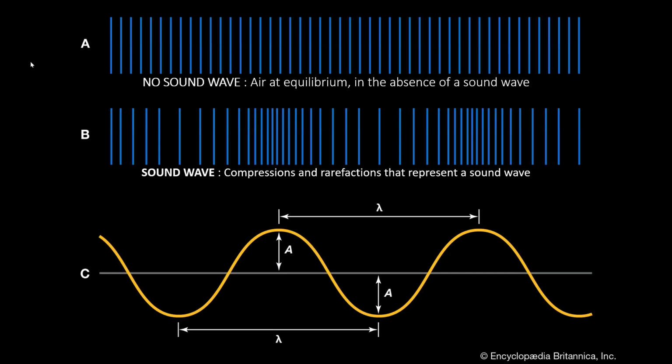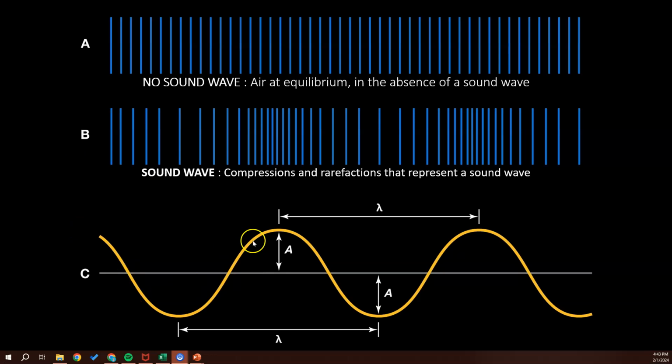I'll explain more on this. So this is air at equilibrium, which means there's no vibration creating sound waves. When there are sound waves, the energy will be transferred through the air. So here will be compression and here will be rarefaction. When there are gaps, there's rarefaction. When the particles are closer to each other, it's compression.